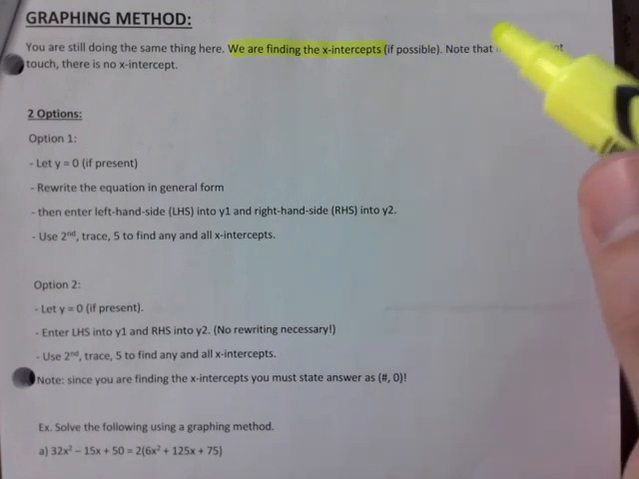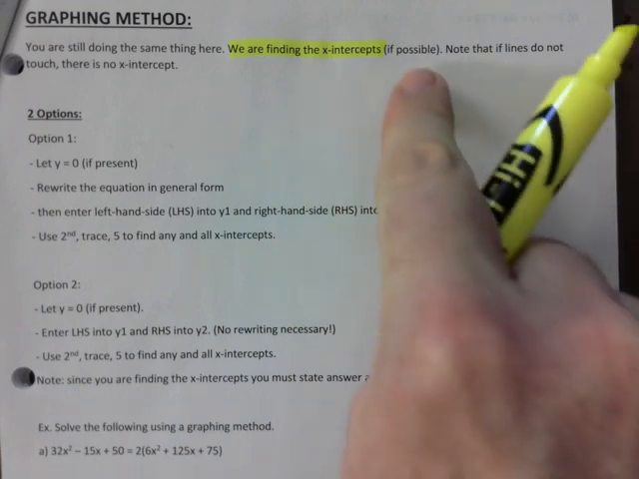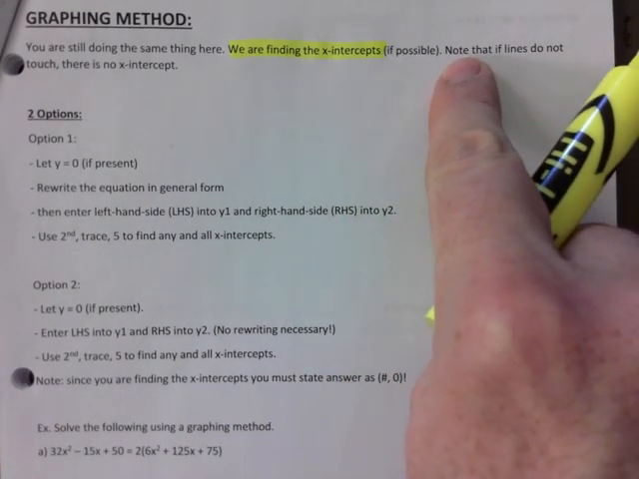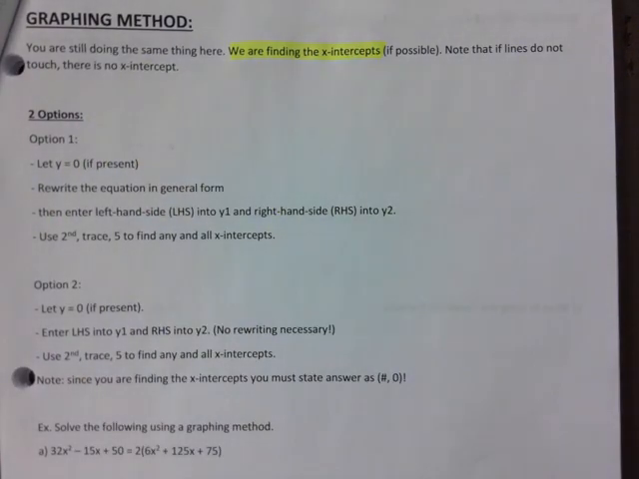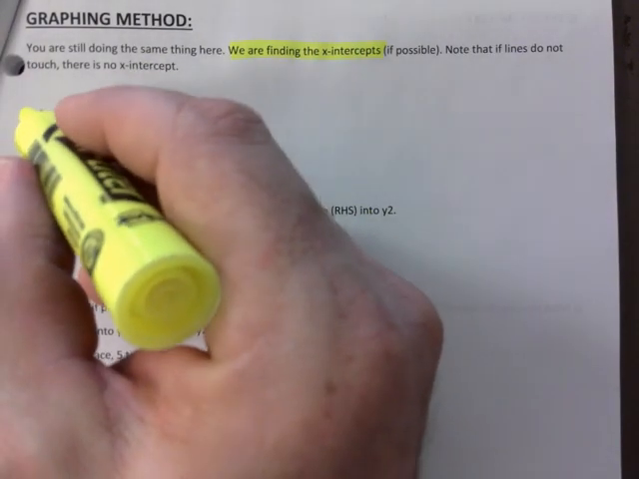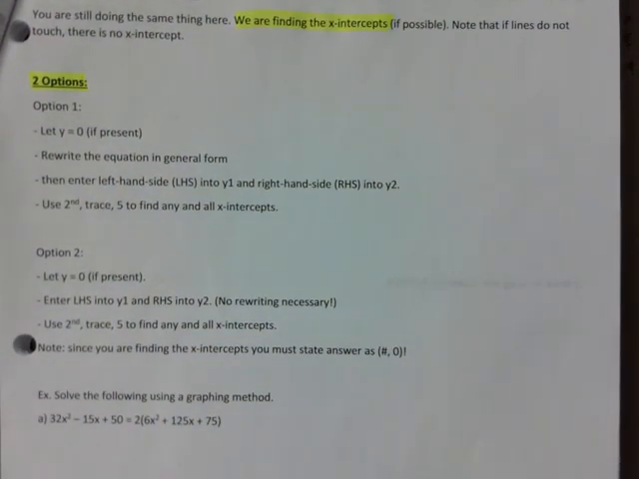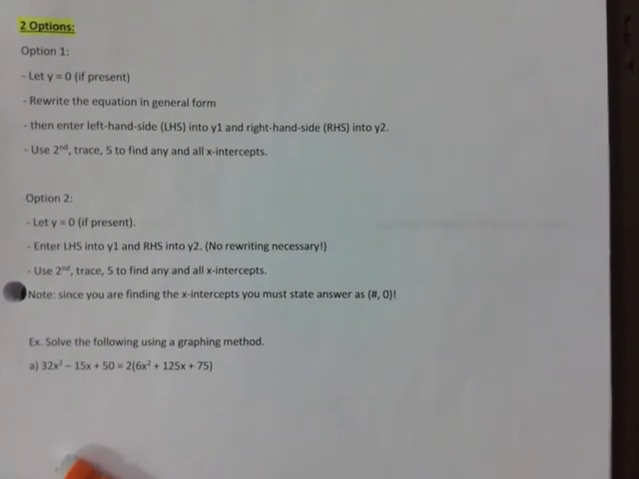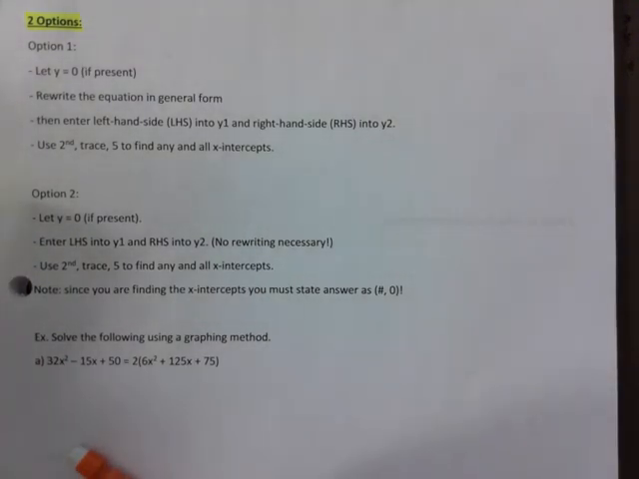So that would be mathematically on paper how you could show it. So everything, you should see a connection between everything we're doing here. Regardless of how you would approach it, you would find out that there are no x-intercepts if it never crosses it, okay? Note that if lines do not touch, there is no x-intercept. Okay? So there are two options here. I will let you choose every single time what option you prefer. Right? So you've got option 1, option 2.